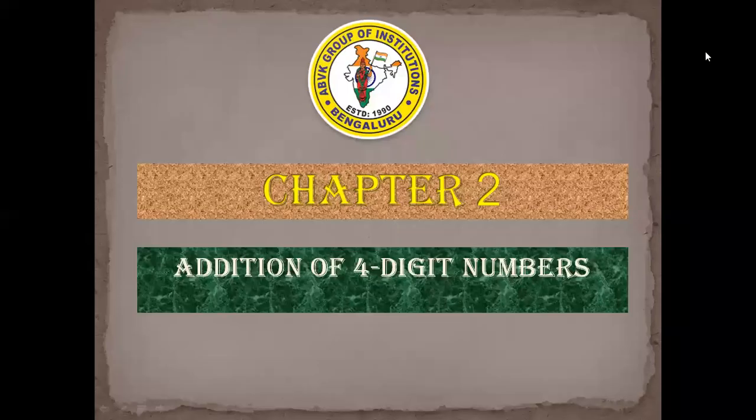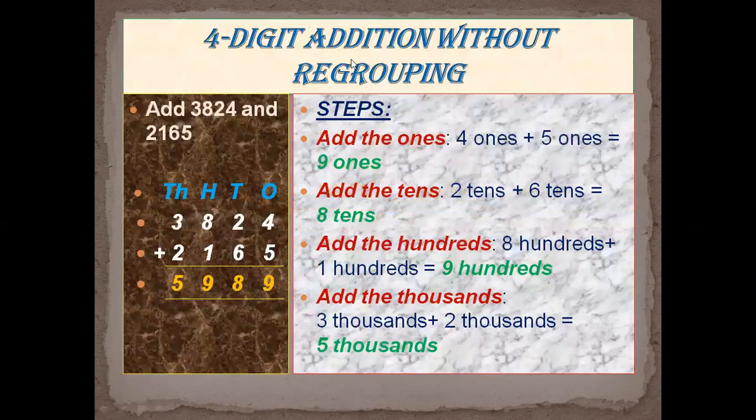Hello children, we are in chapter 2, addition of 4-digit numbers. In this chapter we will discuss how we can add 4-digit numbers without regrouping and then with regrouping, and then the properties of addition. What are the properties in addition? We have to discuss that. Let us see first 4-digit addition without regrouping.